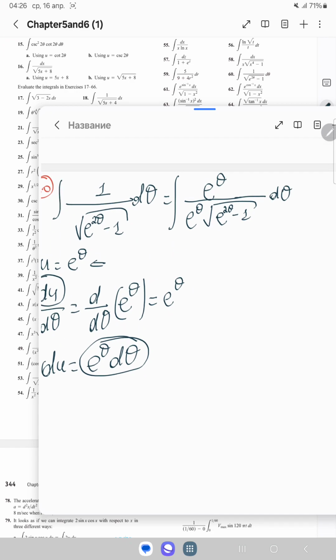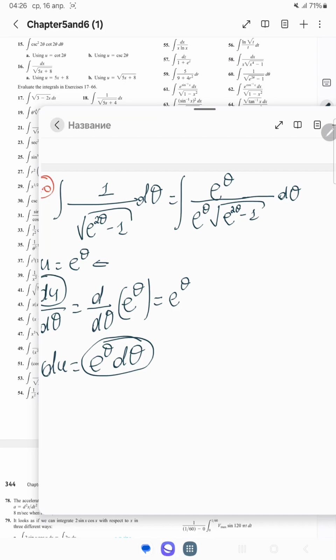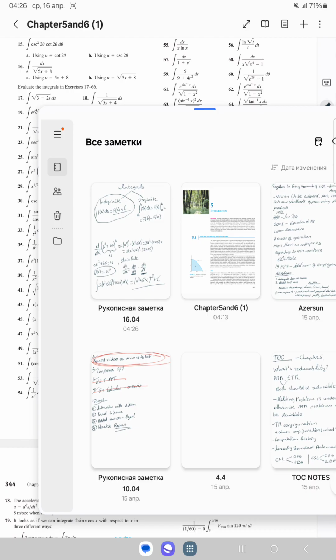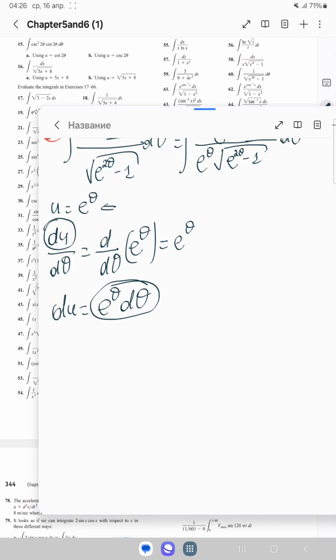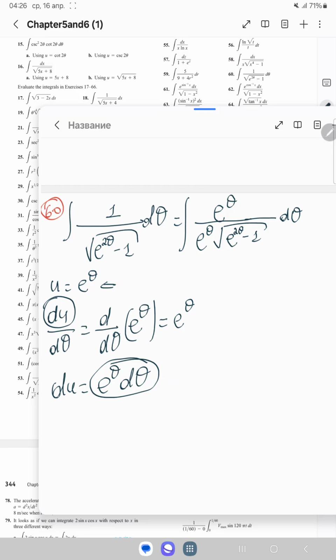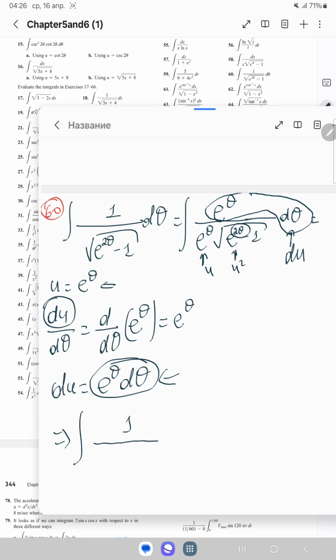Now what do I have? I have e to the power of theta times d theta. So instead of this, I will just put du. Instead of e to the power of theta, I will put u. I will put u squared because it's e to the power of 2 theta. So it becomes 1 over u times the square root of u squared minus 1, du.